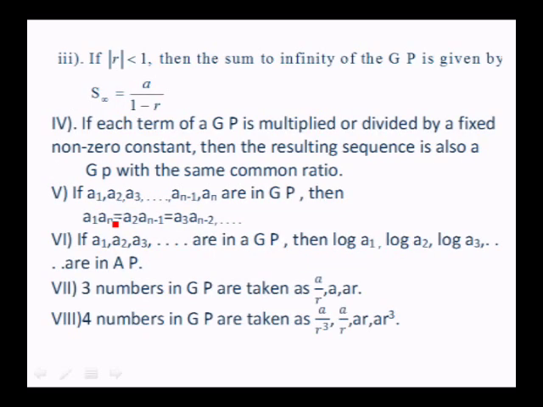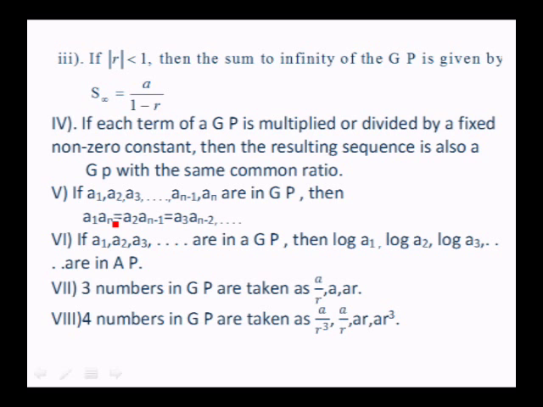If mod R is less than 1, then the sum to infinity of the GP can be taken as S infinity is equal to A over 1 minus R, because R to the power of n tends to 0 as n tends to infinity. If each term of a GP is multiplied or divided by a fixed non-zero constant, then the resulting sequence is also a GP with the same common ratio.